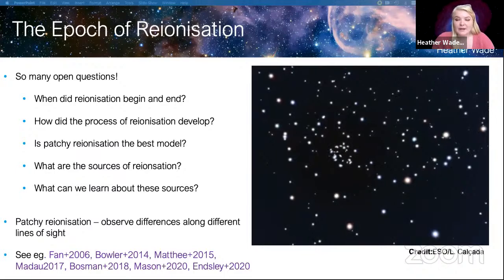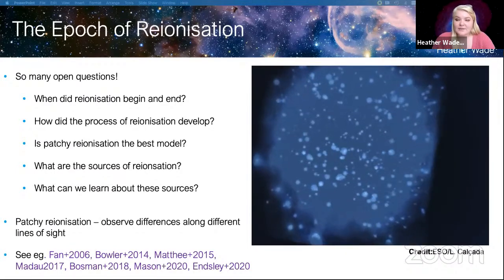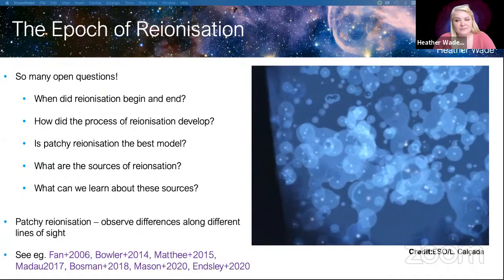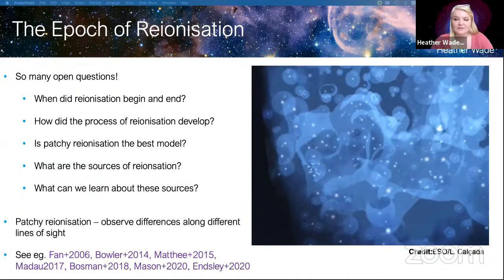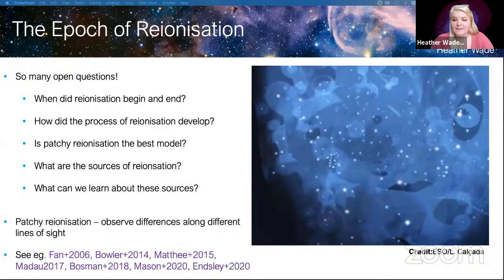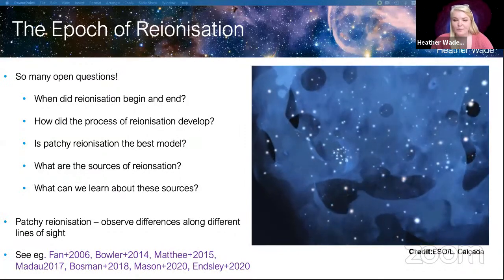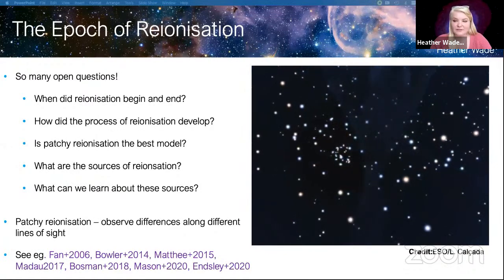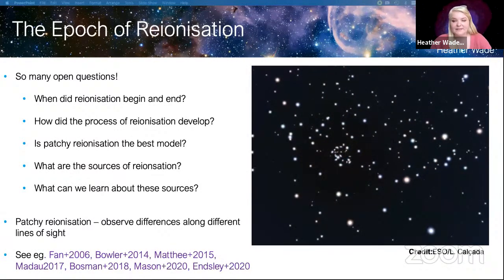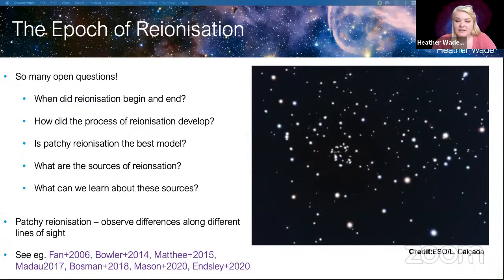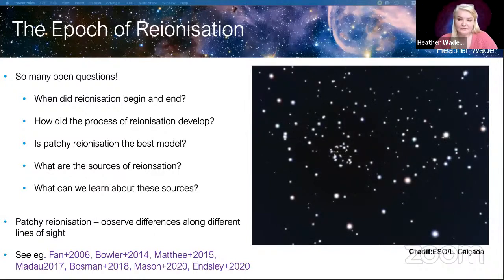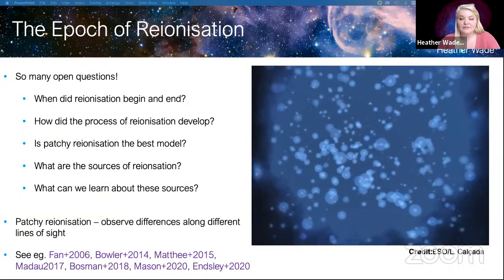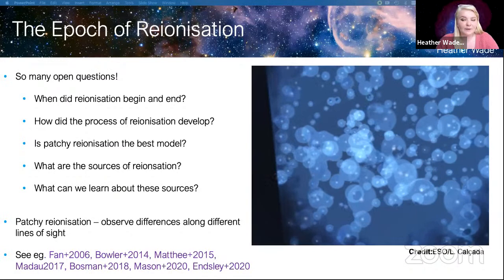So one model, patchy reionization, suggests that the brightest sources dominate the process. And evidence for patchy reionization can be seen when we observe galaxies and quasars through different lines of sight and see different levels of ionization. At the same redshifts, some fields can be fully ionized, whereas others can be fully neutral, suggesting a patchy process. So the exact relative contribution to cosmic reionization from massive stars and AGN are still unknown, as are the contributions from the many faint galaxies and from the rarer but brighter galaxies.